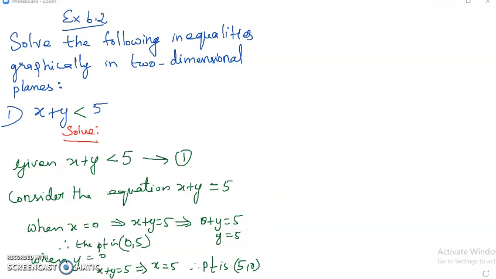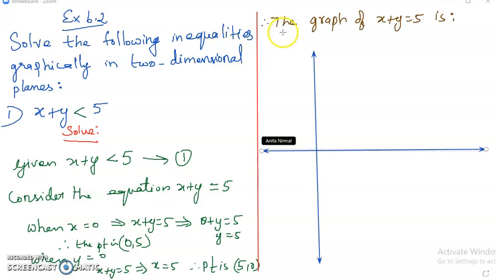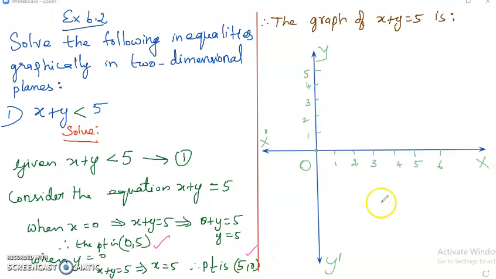So the graph of x plus y equal to 5: you have to draw the x-axis, y-axis and mark the points. Solving x plus y equal to 5, we have got 2 points, (0, 5) and (5, 0). So whenever you are solving the graph, mark the 2 points (5, 0) and (0, 5), and join the points.